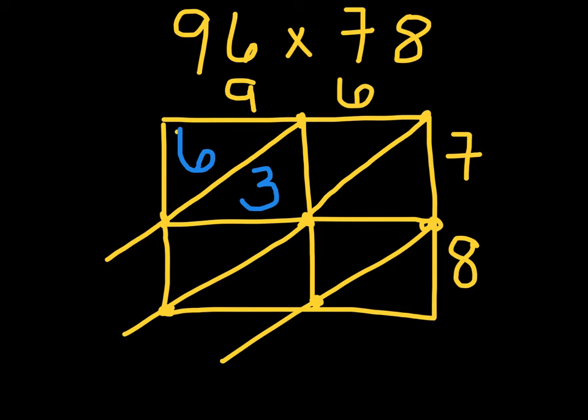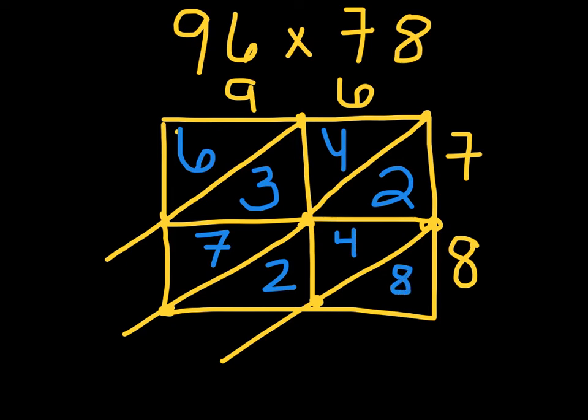Next one, we're going to ask ourselves, what is 6 times 7? That would be 42. I'm going to fill in the box right there. Next up, we're going to go back to the bottom left. What is 9 times 8? 72. And finally, the lower right, 6 times 8 is 48. Awesome.